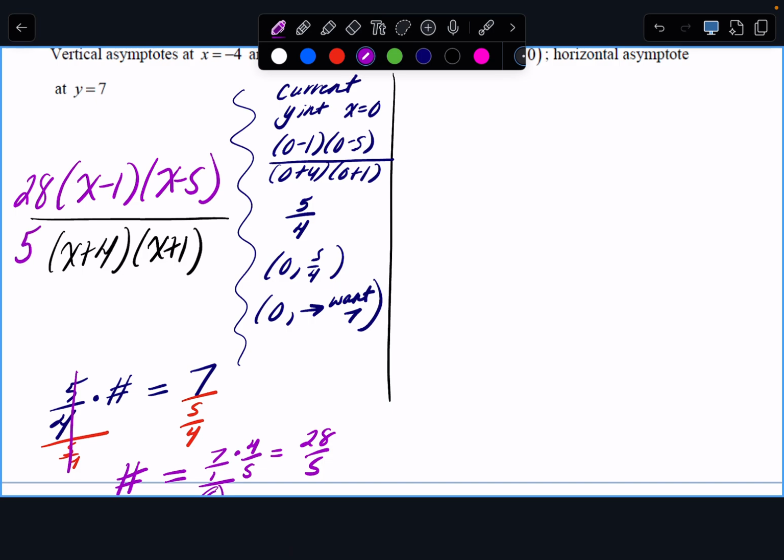Now why did I put 28 on top and 5 on bottom? Because that's how multiplying fractions work. Doesn't the top one go on top and the bottom one go on bottom? We multiply straight across. So now look, truly, if you go plug in 0, you are getting 7 now because you added in the 28/5. And when I say added in, I mean multiplied in.